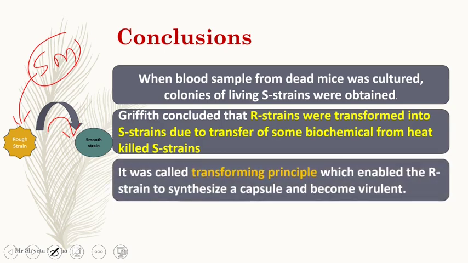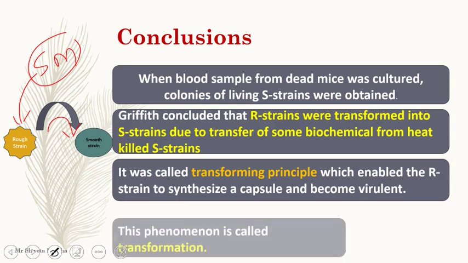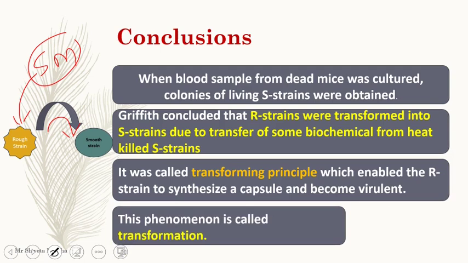He did not know what that biochemical substance was. He called it a transforming principle, which transformed the rough strain so that it synthesized a capsule and became pathogenic, became virulent. This phenomenon Griffith called transformation. So this is the first step in the journey where later other scientists proved that DNA is a genetic material, but Griffith's experiment just showed us the principle of transformation.